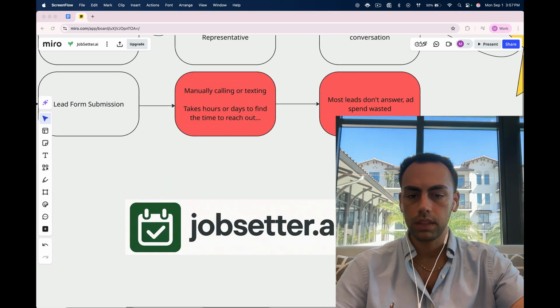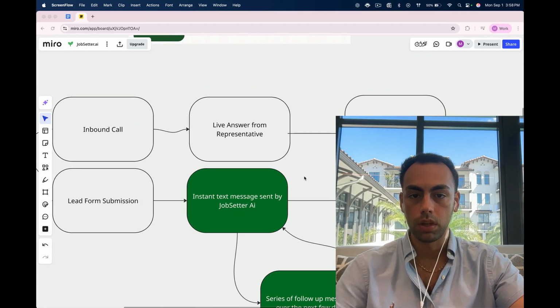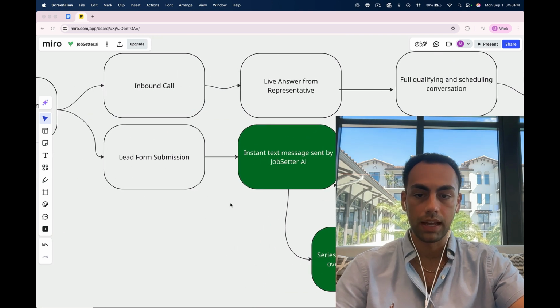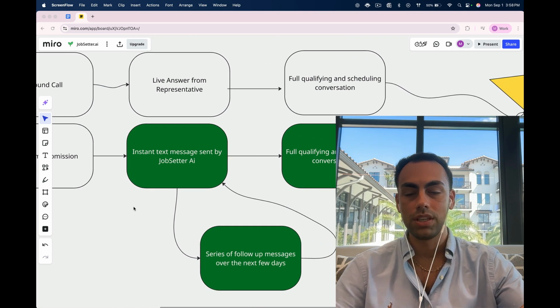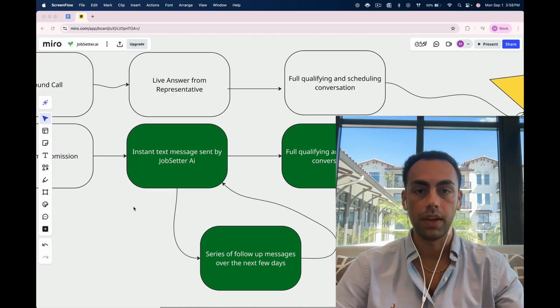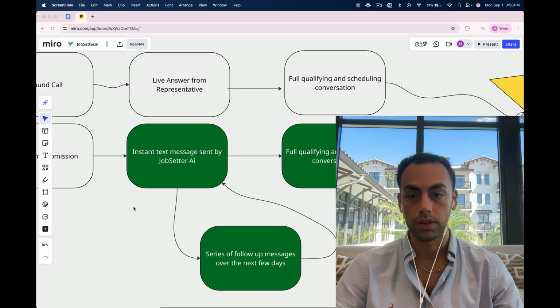Okay. So that's why I went ahead and created JobSetter.ai. And what we do is we plug AI into this part of the process right here. So that way, when people fill out lead form submissions, they can receive an instant text message from our AI, and we can do it with iMessage. So it doesn't need to be green bubbles, which really improves the response rate.